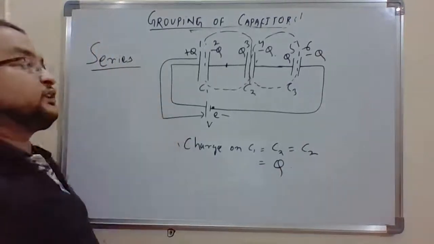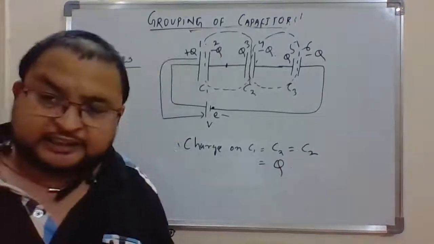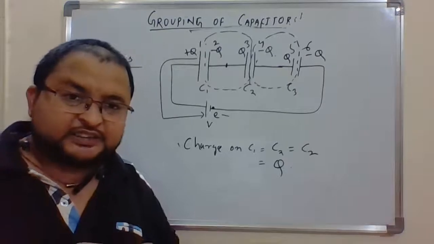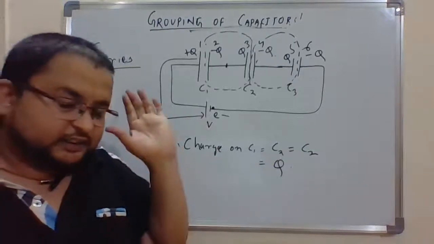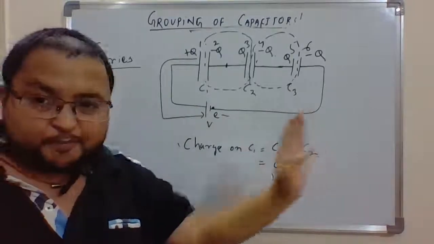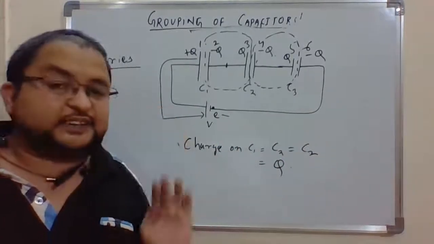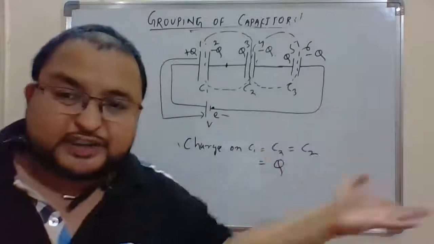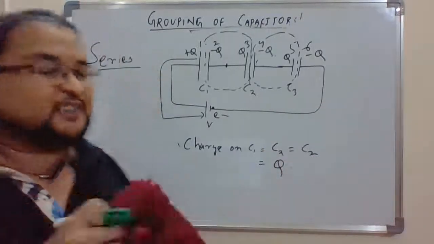So that's why, students, let us understand that when capacitors are connected in series, the charge across them is the same, right? Now let us understand, if the charge across them is the same, then what else differs?